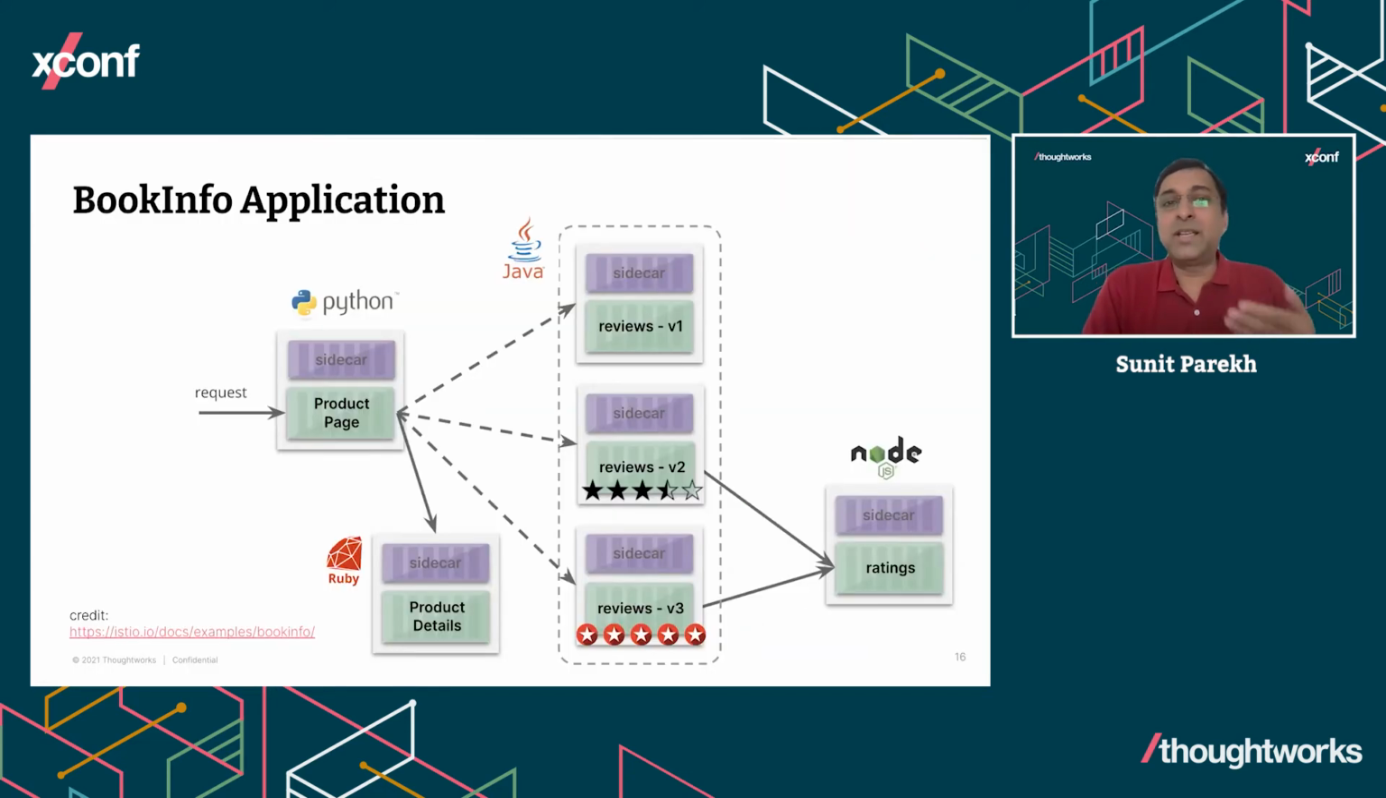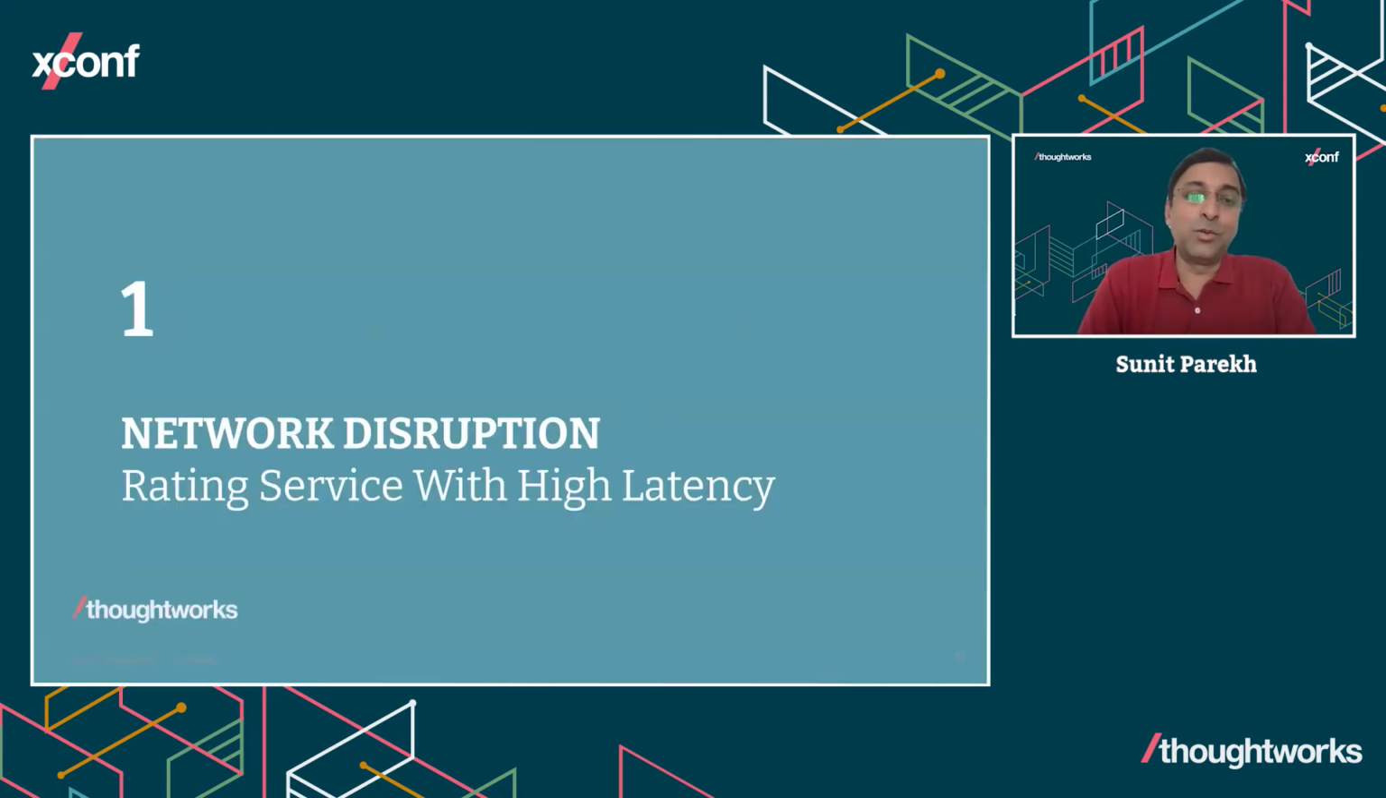Let's look at how we can set up the Litmus chaos toolkit in our cluster and run some chaos. The first experiment that we'll do is related to network disruption, and we'll add latency to our rating service, and we'll see how the application behaves in such a scenario.